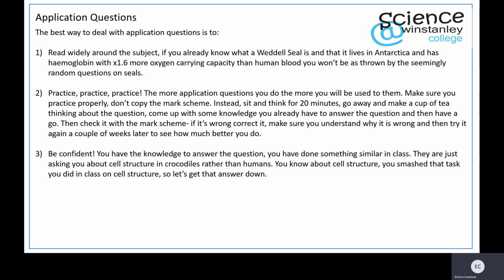Two, I cannot state this enough, practice, practice, practice. The more application questions you do, the more you'll be used to them. But do not just read them, think that's hard, look at the mark scheme or copy the mark scheme. That is not going to work. Application questions are there to make you think. So you need to think.